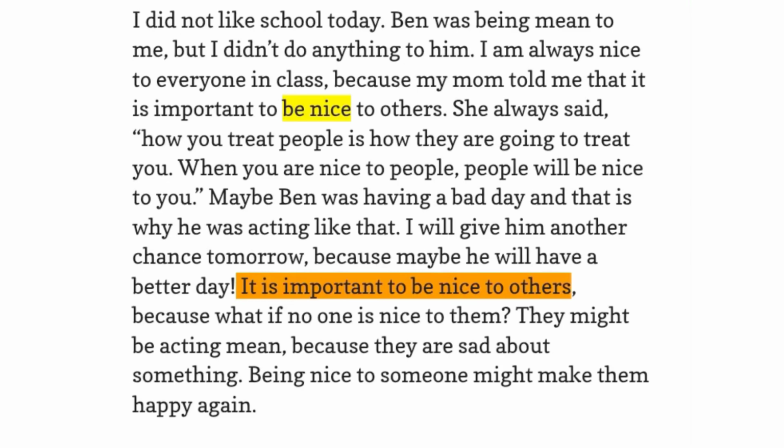Now that we got through the hardest part of this, which was finding our topic, which we found to be nice to others, and then our main idea, which is it is important to be nice to others. Now we have to find all the details that help prove why it is important to be nice to others. So we can start from the very top and then work our way down to see as many details as we can find. I did not like school today.